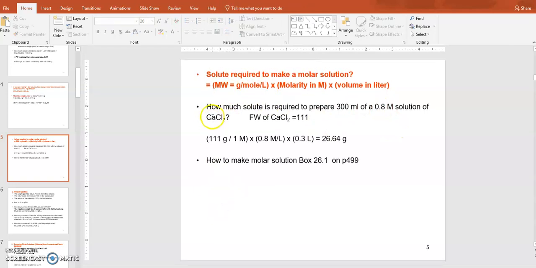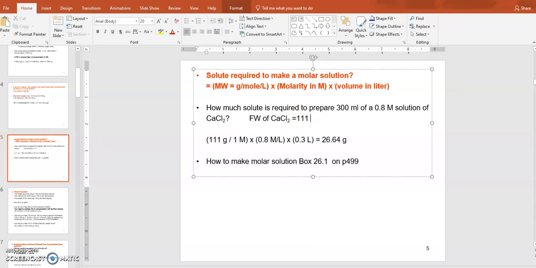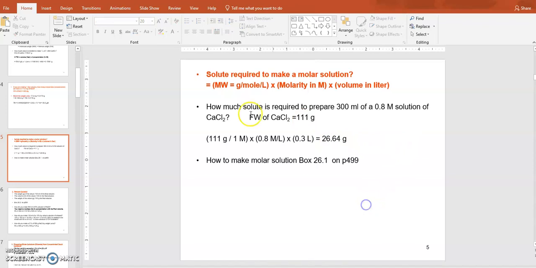So the question is, how much solute is required to prepare 300 ml of 0.8 molar solution of calcium chloride? The molecular weight of calcium chloride is known to be 111 gram per every liter of water. So it's the gram there. Then again, what do you need to do? You need to figure out the molecular weight, which is 111 gram per 1 mole per liter, and then what is the concentration you need to make? It's 0.8 mole per liter, of course.